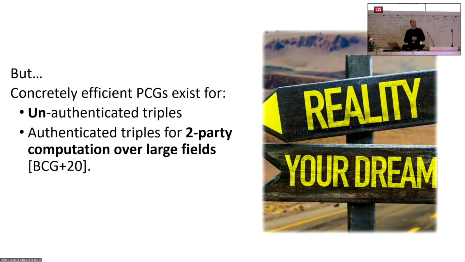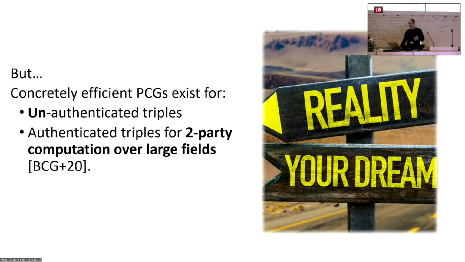Currently, we have only completely efficient PCGs for generating unauthenticated triples. So to achieve semi-honest security, we can definitely use such a tool. But for malicious security, we currently have only completely efficient PCGs for authenticated triples for only two-party computation over large fields.